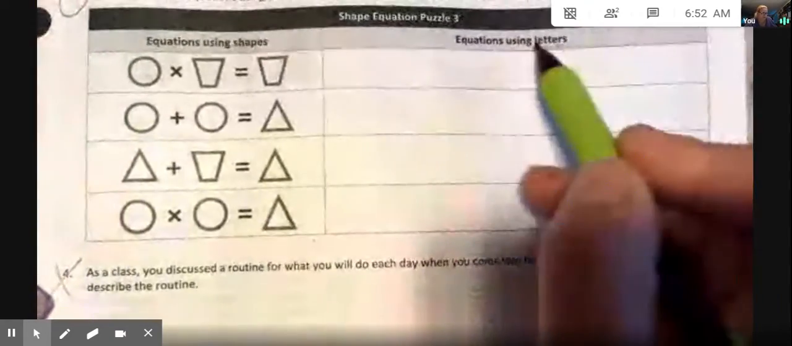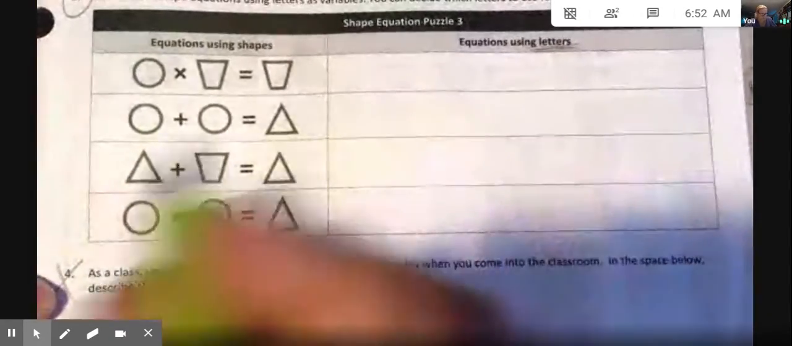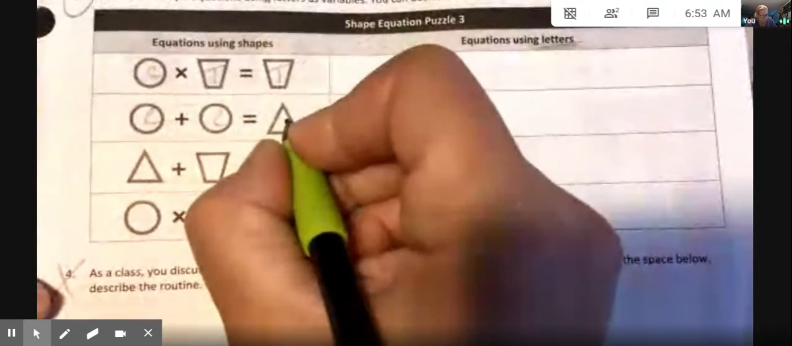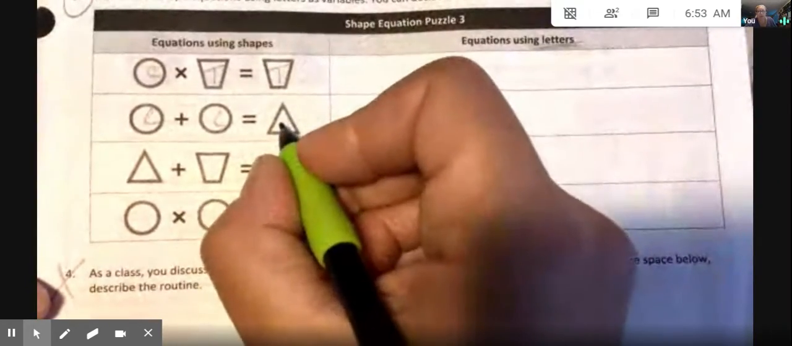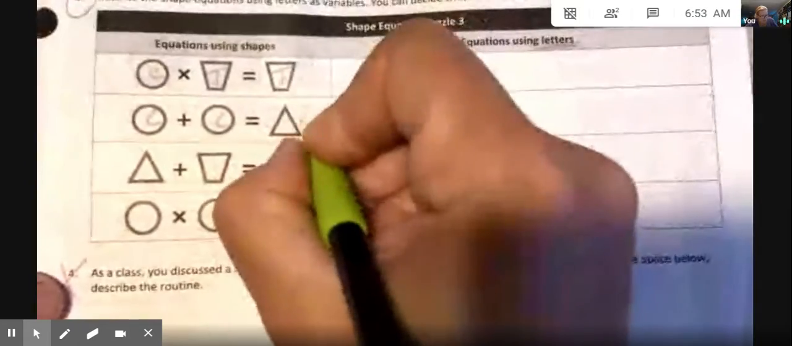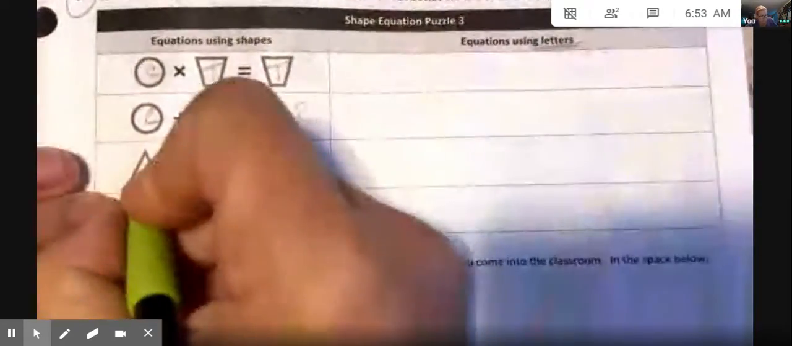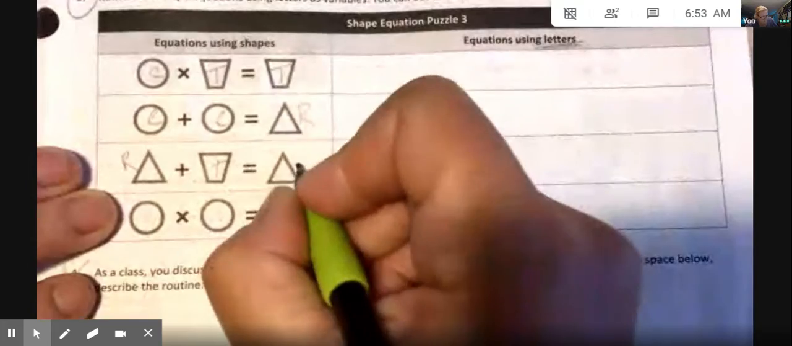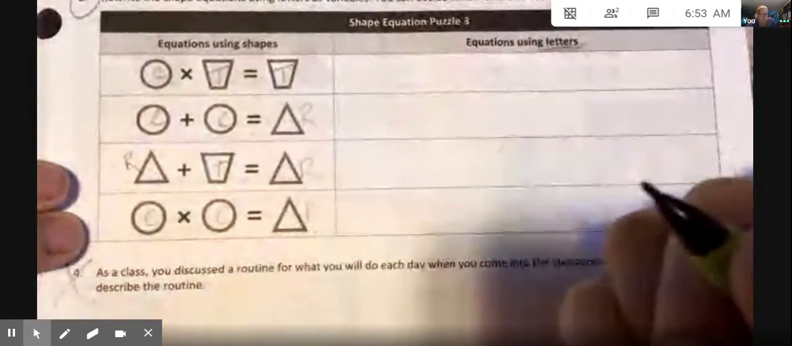Okay, this time we are just changing them to letters. So we could use C for circle, T for trapezoid, circle, circle. Oh, got another T for triangle. So we can't use a T again. Let's use R, the second letter for triangle. So R, T, R, C, C, and R.